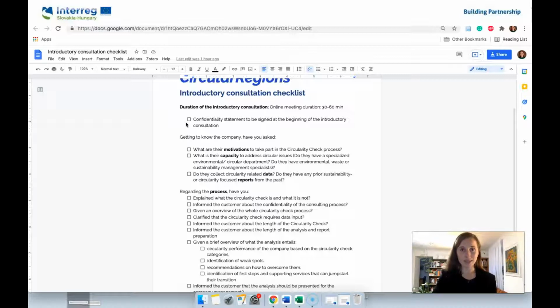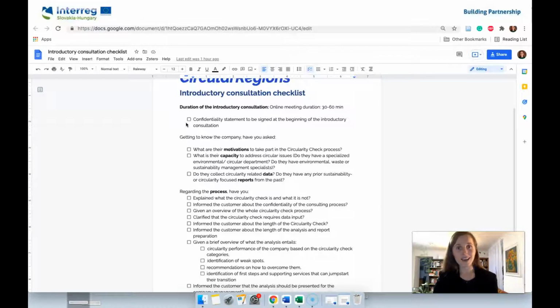As we have explained, the purpose of the circularity check is twofold. First, the customer should understand the circularity check process, and then it should help you to get to know the company a bit better. So what questions should help you in this second goal?